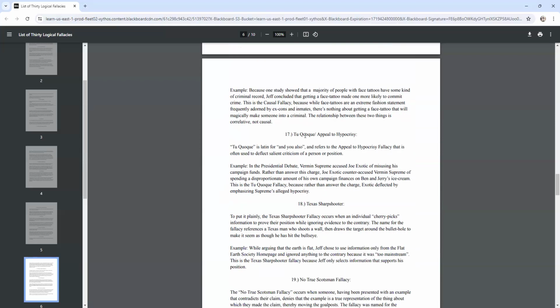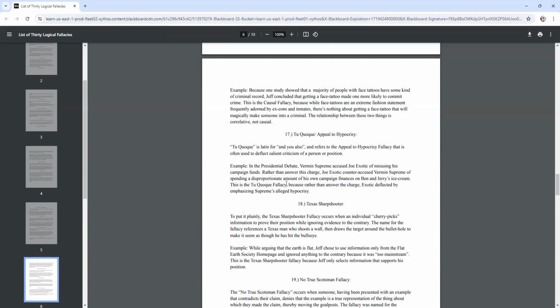All right, number 17 is tu quoque, which is Latin for "you too," and it's the appeal to hypocrisy. Tu quoque is Latin for "and you also," and refers to the appeal to hypocrisy fallacy that is often used to deflect salient criticism of a person or position. Example, in the presidential debate, Vermin Supreme accused Joe Exotic of misusing his campaign funds. Rather than answer this charge, Joe Exotic counter-accused Vermin Supreme of spending a disproportionate amount of his own campaign finances on Ben & Jerry's ice cream.